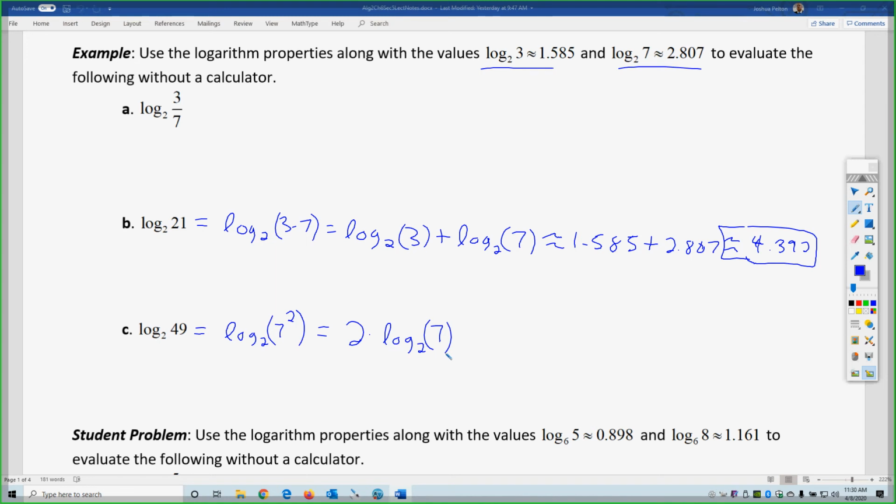If we use the power rule of logs to bring down the 2, right? We brought down the 2. So this is really approximately 2 times the log base 2 of 7, which is 2.807 approximately. So it gives us a final answer of approximately 5.614. So using the stated values and without a calculator, okay, do the following 4 problems below.